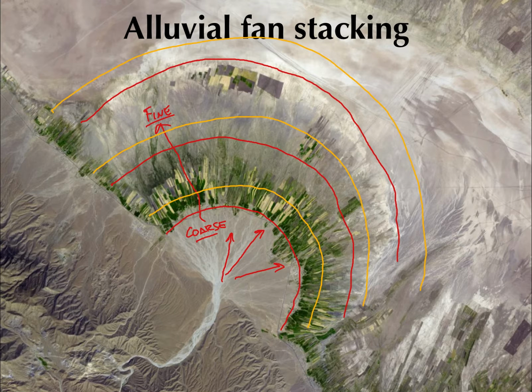And as a result, most fan deposits, if you look from the bottom to the top, will coarsen upwards as long as that progradation into the basin continues to take place.